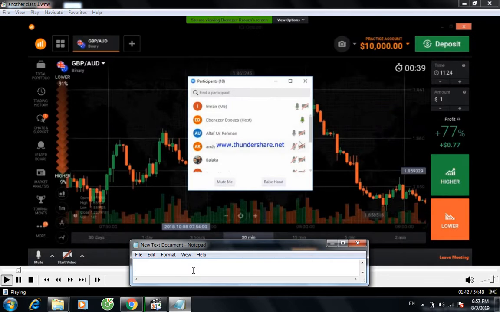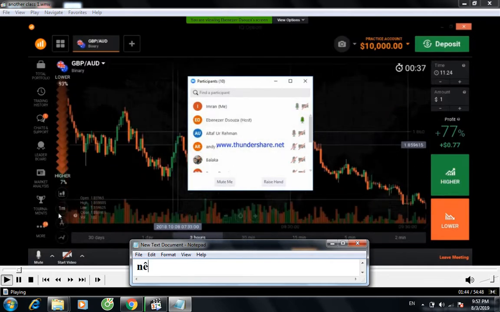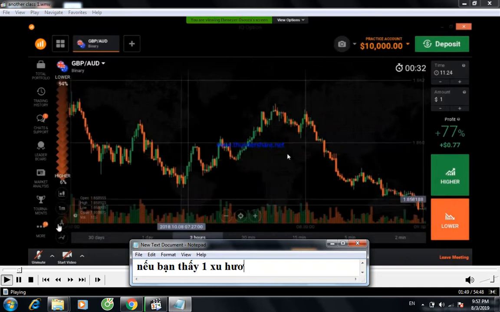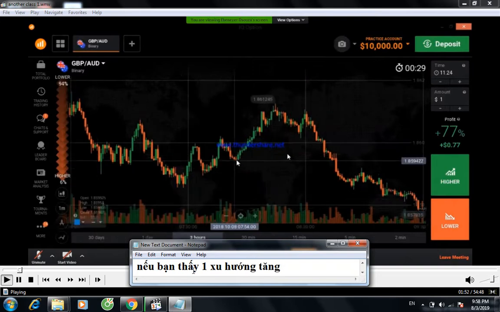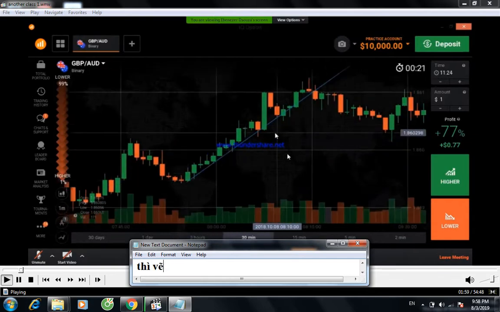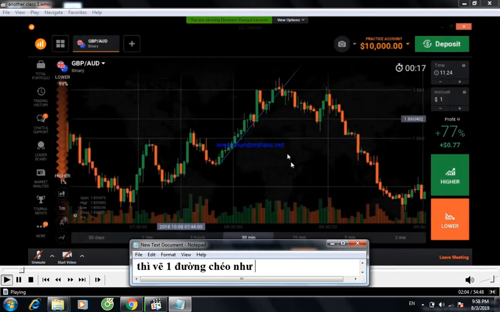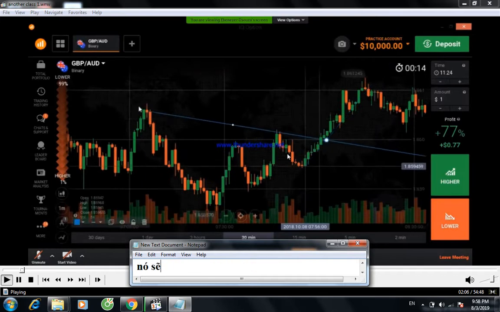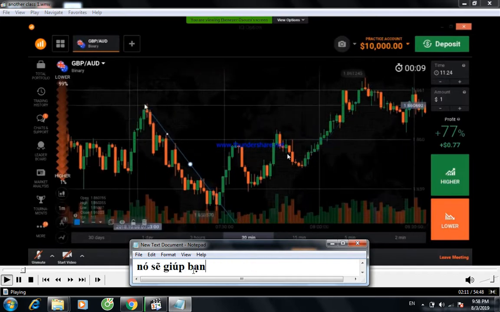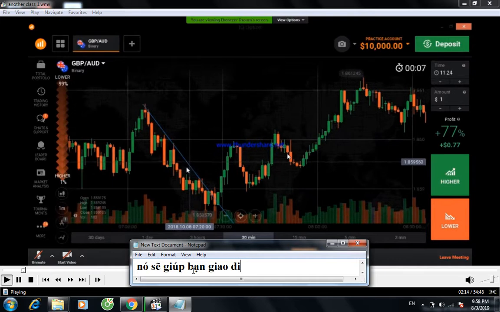If you see one strong downtrend or uptrend like this, then draw one trend line like this. Okay? Draw one trend line like this. It will help you to trade. Okay, you can see here. You can draw the trend line. It will help you to trade. You can see here.